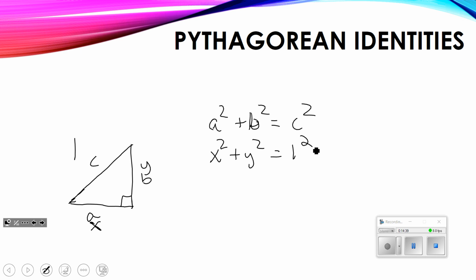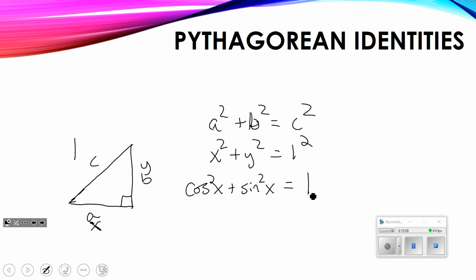This is all we're doing. I want to put it in terms of trig functions, like sines and cosines. Cosine squared x plus sine squared x is equal to 1 squared, or just 1. Does that make sense? It is 1 squared, but 1 squared is 1. So voila, you just came up with your Pythagorean identity based on trig functions, okay?